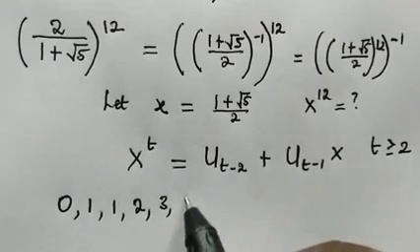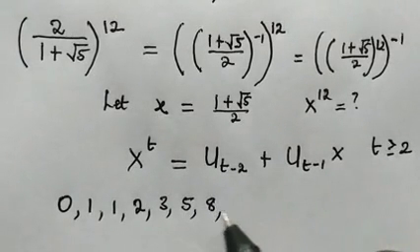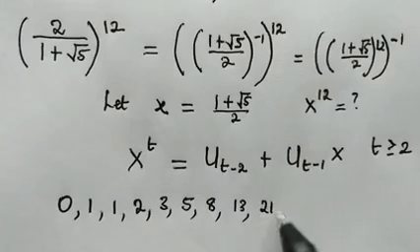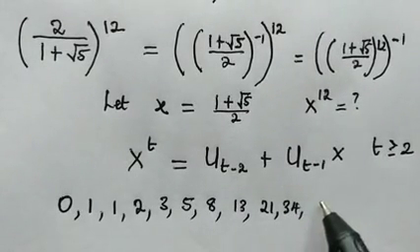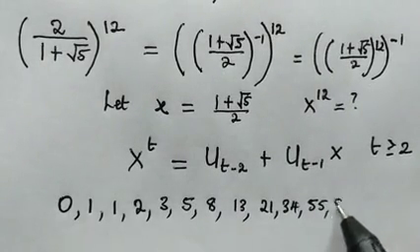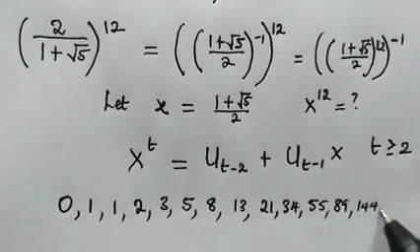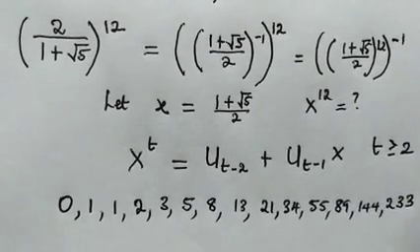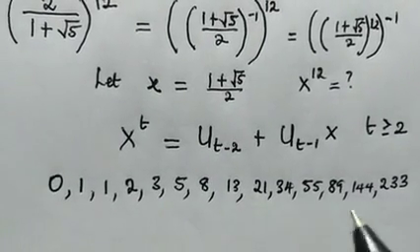Then 2 plus 3 is 5. 5 plus 3 is 8. 5 plus 8 is 13. 8 plus 13 is 21. Then we keep going. Next one is 34. The next one is 55. The next one is 89. The next one is 144. And the next one we have 233, right? So we have just a few of the Fibonacci sequence, right?